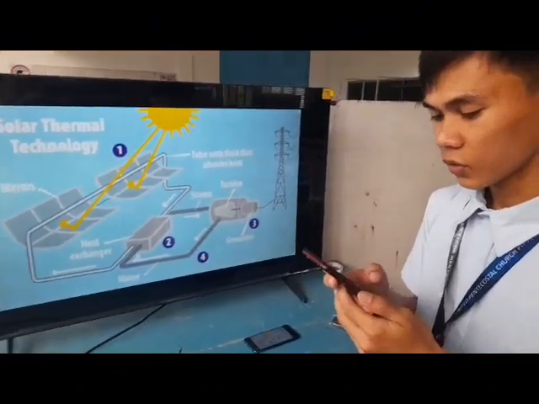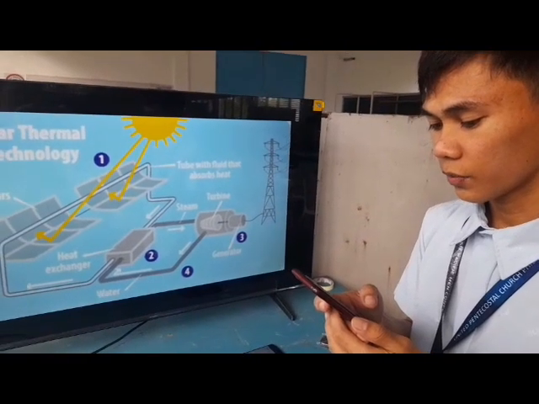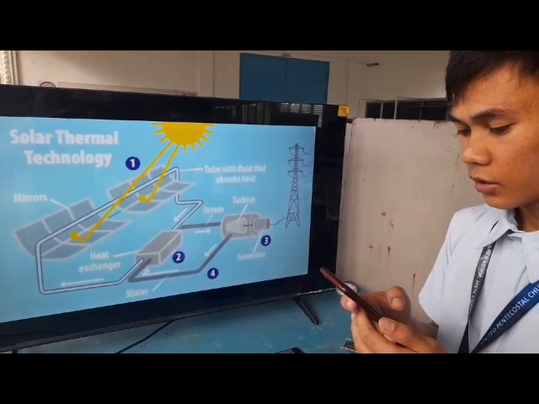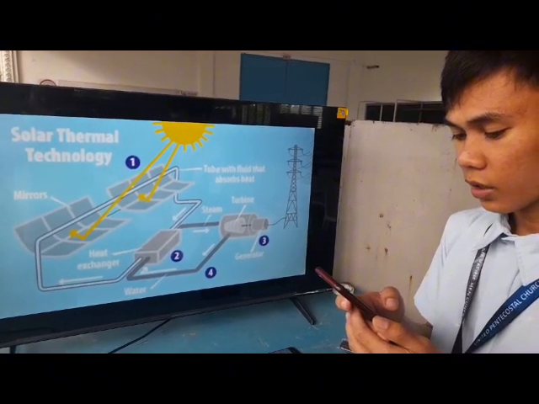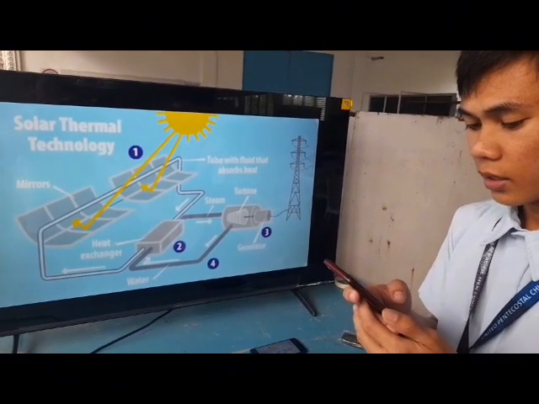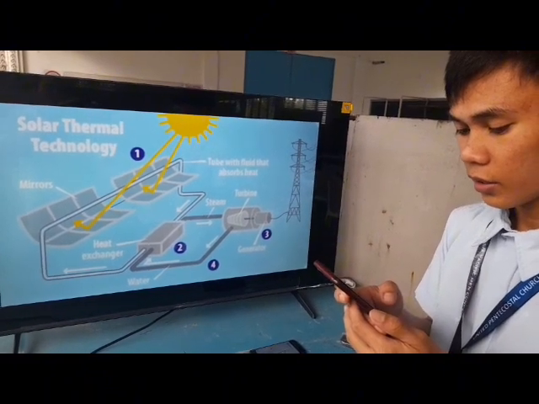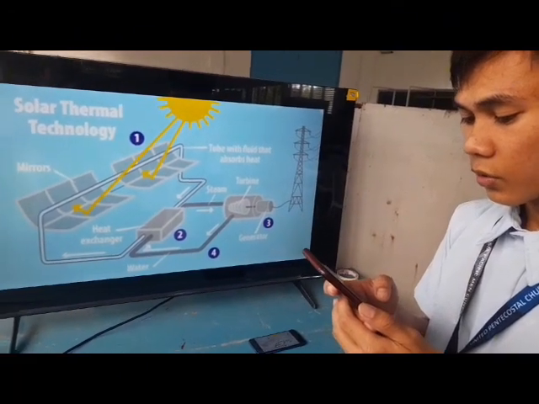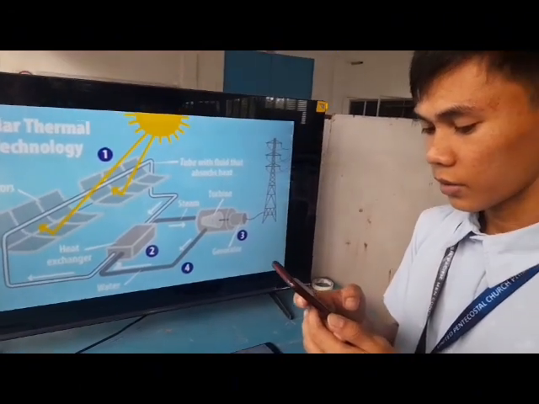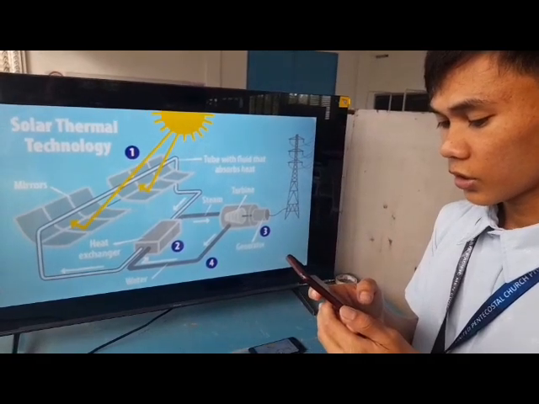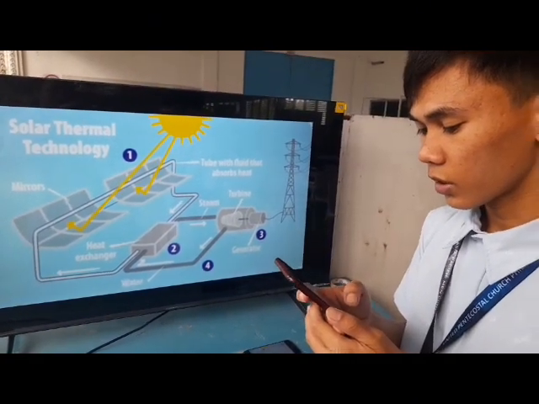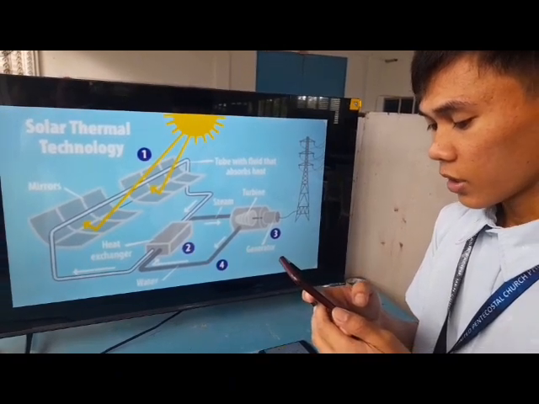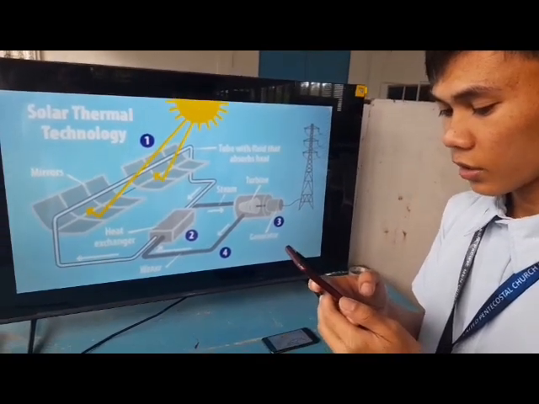Tracking system. Solar thermal power plants incorporate a tracking system to follow the movement of the sun. This ensures that the solar collectors are always oriented to maximize sunlight capture throughout the day. Control system. The control system monitors and regulates various parameters such as the position of the solar collector, temperature and pressure to optimize the performance and efficiency of the solar thermal power plant.